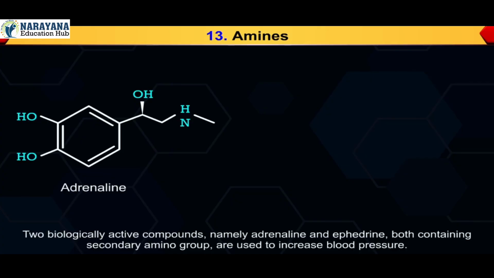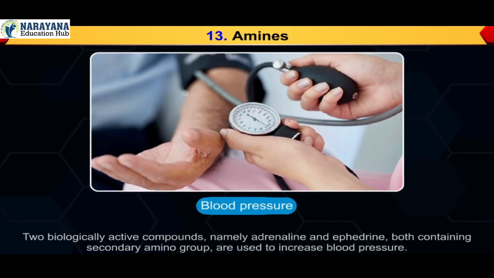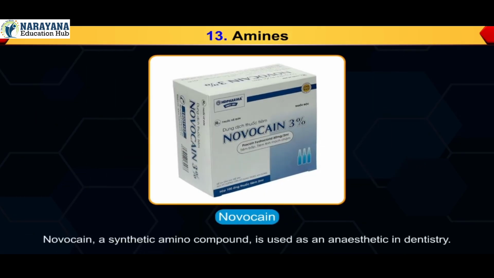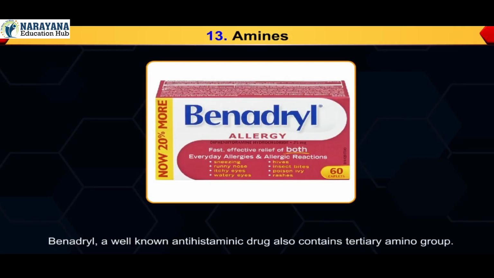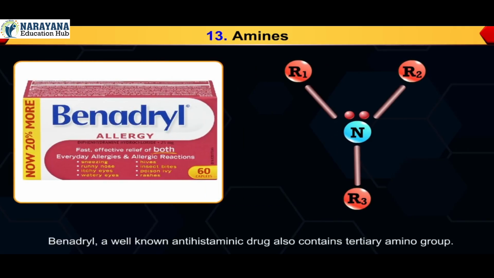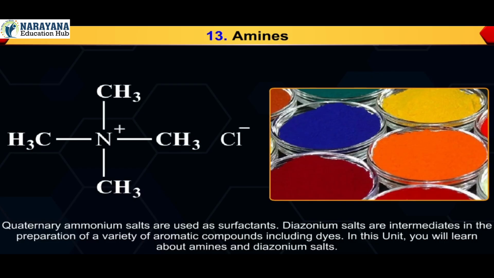Two biologically active compounds, namely adrenaline and ephedrine, both containing secondary amino group, are used to increase blood pressure. Novocaine, a synthetic amino compound, is used as an anesthetic in dentistry. Benadryl, a well-known antihistaminic drug, also contains tertiary amino group. Quaternary ammonium salts are used as surfactants. Diazonium salts are intermediates in the preparation of a variety of aromatic compounds, including dyes. In this unit, you will learn about amines and diazonium salts.